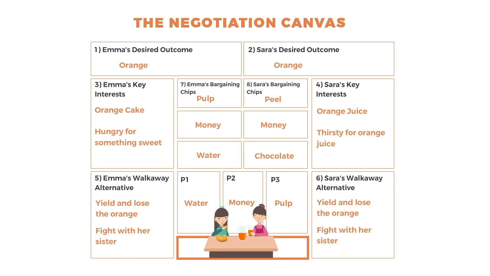The orange example shows how the negotiation canvas can be used to get more for yourself and more value for both parties involved. The canvas is a step-by-step process to guide you through any negotiation, whether simple or complex. I hope this example shows you how easy it is to prepare for your next negotiation using the canvas. The better prepared you are, the more confident you will be, and the better you will perform.